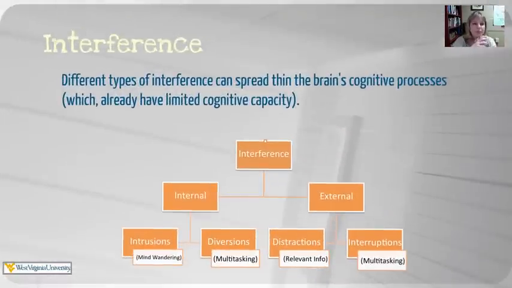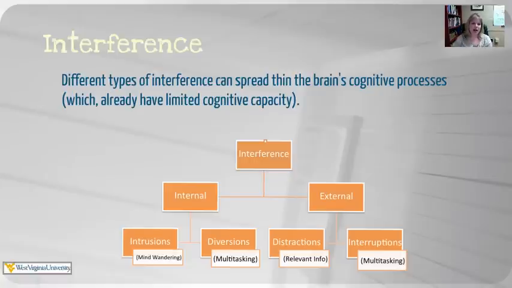Okay, so now we've covered all of these different brain limitations, but in addition to these, our brain is also very sensitive to different types of interference that can come either from within the mind itself or externally. And this, by the way, includes multitasking behaviors.